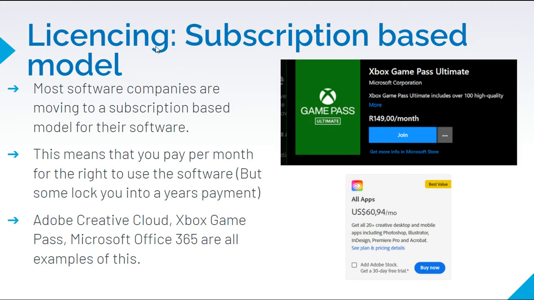There are different types of licensing models. One of the most popular methods at the moment is a subscription-based model. Most software companies are moving to a subscription-based model for their software. This means you pay per month for the right to use the software, but some will lock you into a year's payment. So even though they'll show you an amount per month, they'll sometimes even charge you for the entire year up front, and you can only cancel after a year. But you would pay an amount per month.